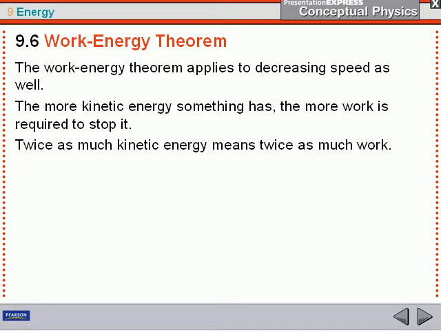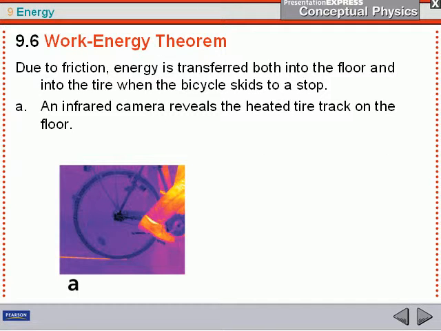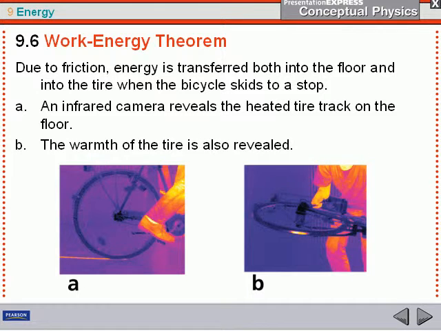We can see that energy is transferred into the floor when a bicycle stops, because it creates friction. And if you look at the infrared camera, you can actually see the skid mark right here, which is where the floor got worn from the bike skidding along the floor. You can also see on the bottom of the bicycle that there has been energy transferred into the floor and into the tire as the bicycle stops, because the tire gets hot too.